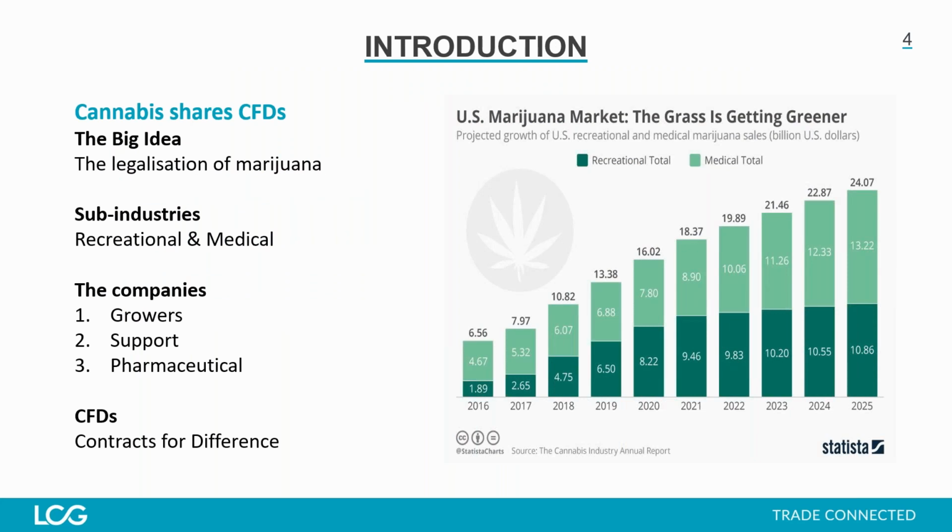Okay, so what's the big idea with cannabis share CFDs? Well, the big idea, and the reason this has already experienced a fair bit of mania, is we're looking at legalization of marijuana globally, particularly in the developed world. And obviously in Canada, it's completely legal to have cannabis, much the same way it is in the Netherlands. Although in the Netherlands it's decriminalized, in Canada it's actually legal.